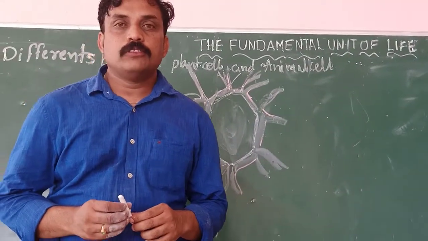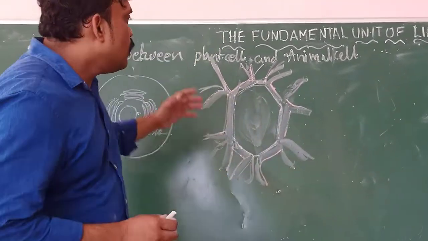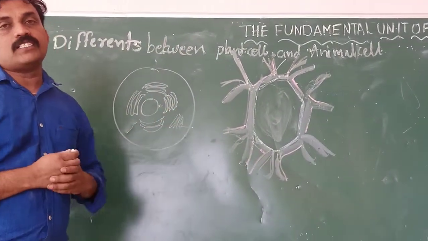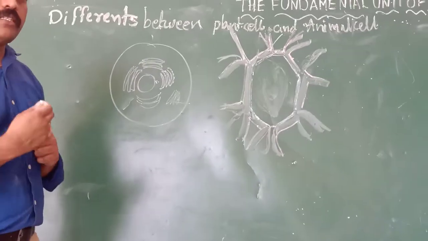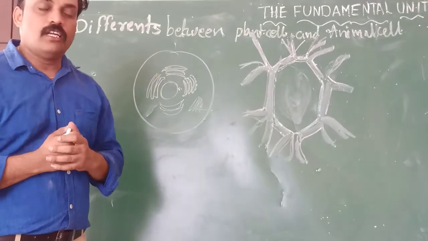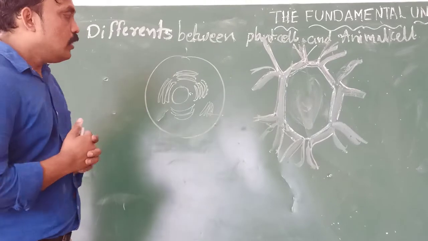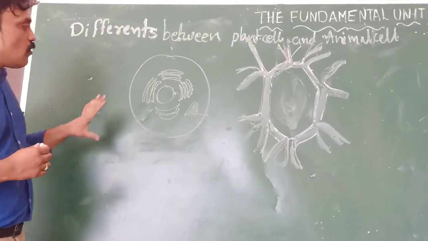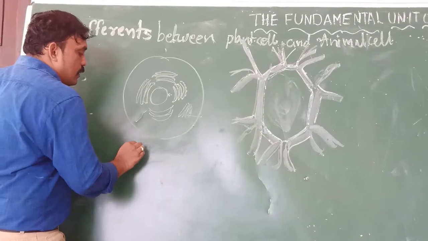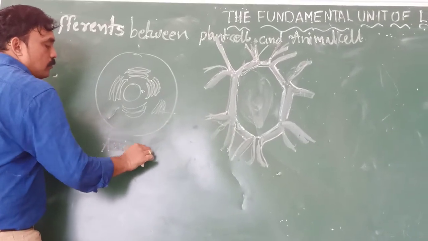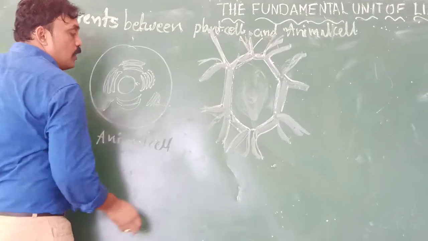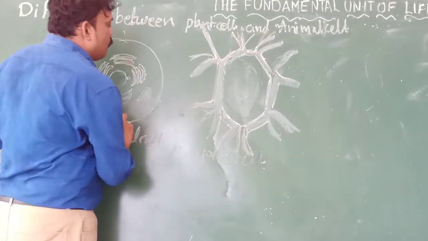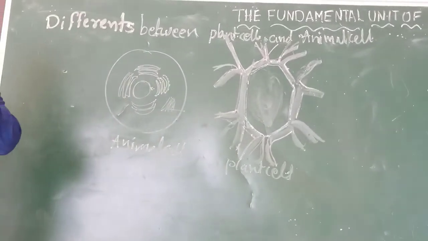Okay, good afternoon. Now we are going to discuss the major differences between plant cell and animal cell. Even a plant is made up of cells. Already we have seen onion peel cells. Now, we have drawn a rough diagram. This is a rough diagram of an animal cell. This one is a plant cell. What are the differences between plant cell and animal cell?